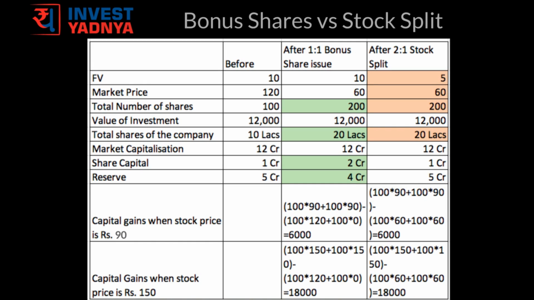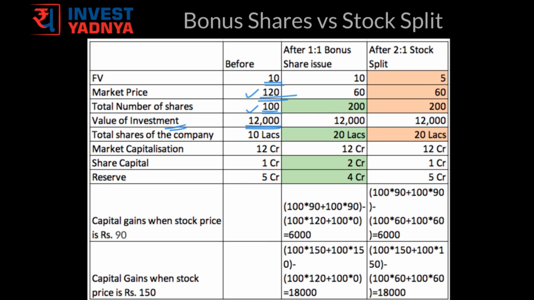So before declaring any sort of bonus share or stock split, let us say you have 100 shares of a certain company. These shares have a face value of 10 rupees each. The current market price of this share is rupees 120. So the current value of your investment would be market price into total number of shares. So that is nothing but 12,000 rupees.